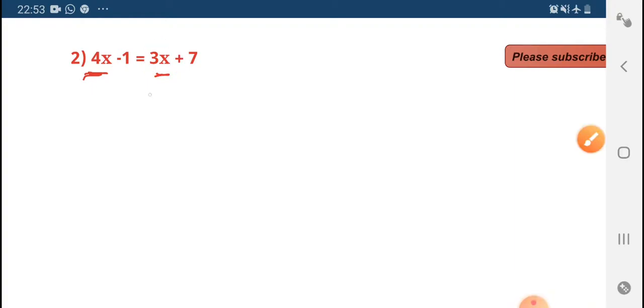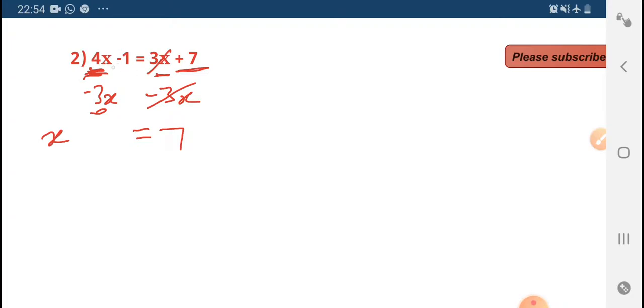So to do that, I'm going to take away 3x on this side, and I'm going to take away 3x on this side. So obviously 3x take away 3x is just 0, and it just leaves me with the plus 7, which you can just write like this. And on the left hand side, 4x take away 3x is just 1x. We don't need to write 1x, we can just write x, and this subtract 1, we've done nothing with that, so that can just come down like that.